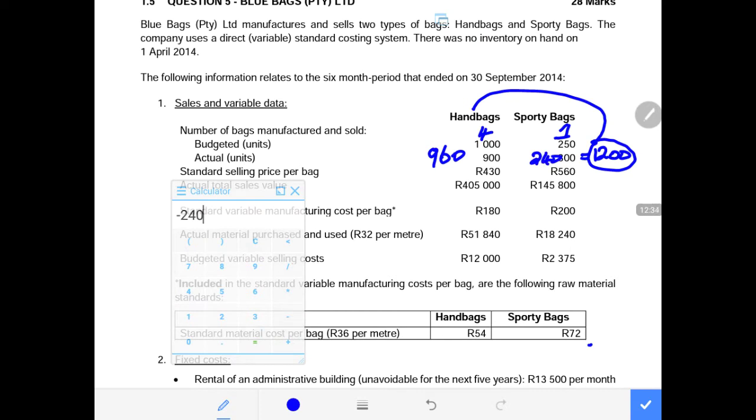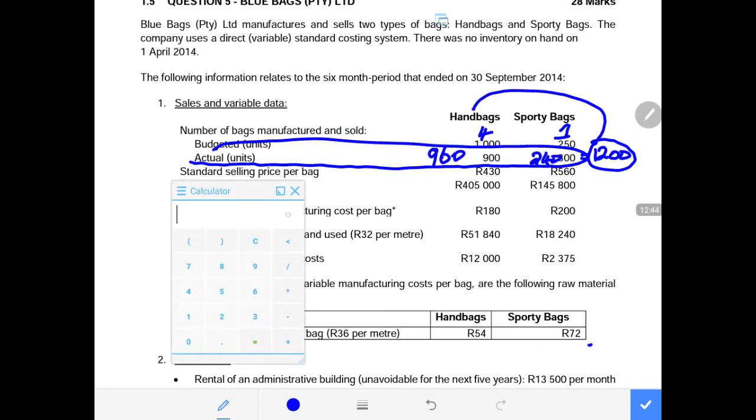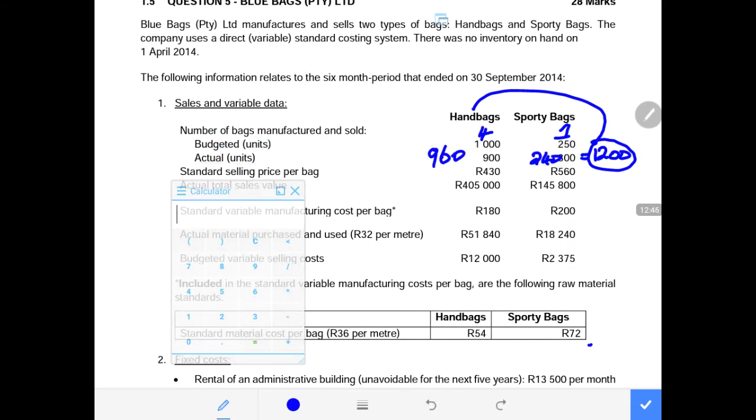This was supposed to be 960 is to 240 in terms of the actual production and sales. Our actual production and sales was supposed to be 960 is to 240 in order for us to maintain our standard mix that was stipulated before. So now in other words, it will be 1 divided by 5 times by 1,200. That will give us 240. And you can see that if you say 960 divided by 240, we get 4:1.